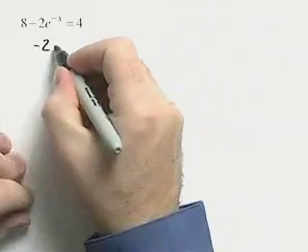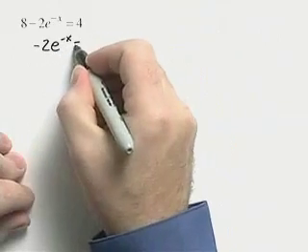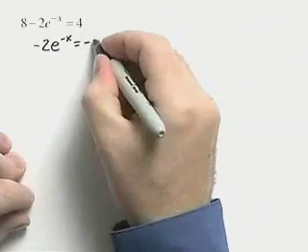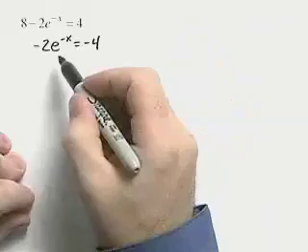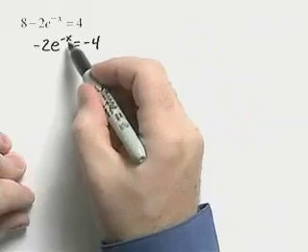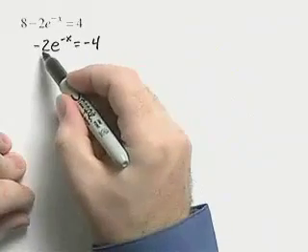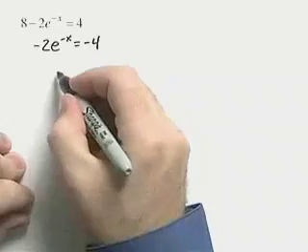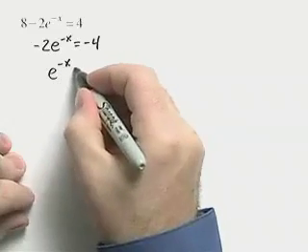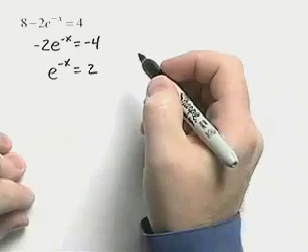So we'll have negative 2 e to the negative x, and here we'll have 4 minus 8, which is negative 4. Next, we want to just get this exponential part by itself, so we need to divide both sides by negative 2. To do that, we'll have e to the negative x equals a positive 2.